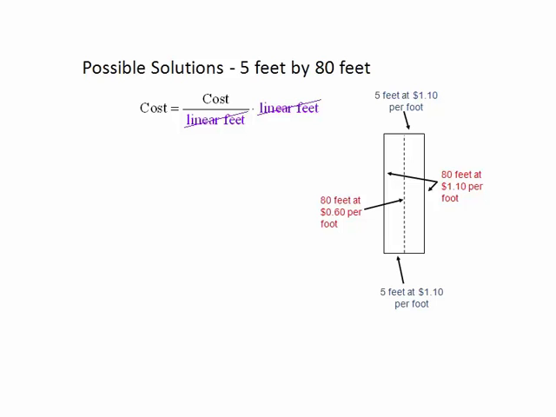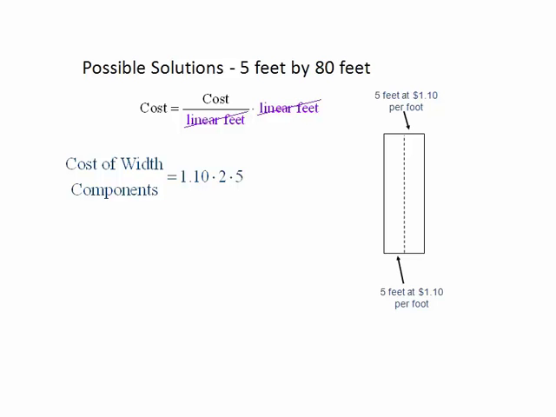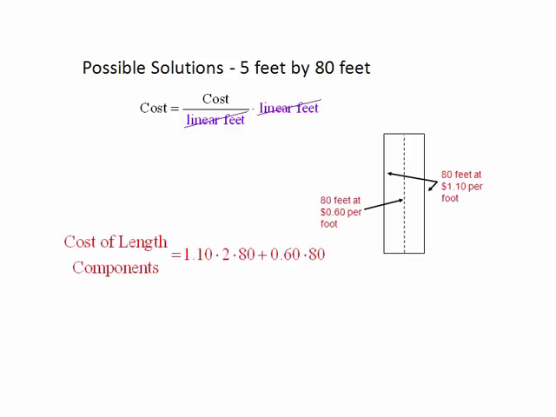This is useful since it helps us to see that the cost is obtained by multiplying the cost per linear foot times the number of linear feet. The cost of the width components is 1.10 times 2 times 5. The 2 comes from the fact that there are 2 width components that cost $1.10 per foot. The cost of the length components come from the 2 80-foot sections costing $1.10 per foot and the single 80-foot divider costing 60 cents per foot.